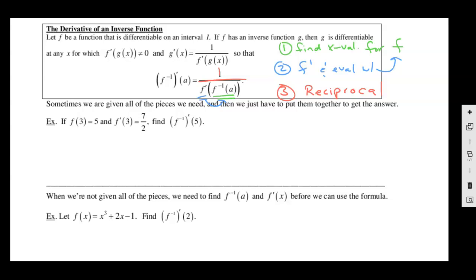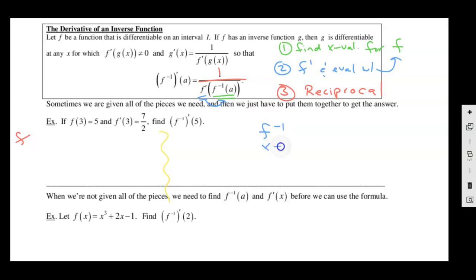A couple of examples here for us. All right, first one, it says f of 3 is 5. Then it says f prime of 3 is 7/2. And it says find f inverse prime of 5. Okay, let's think about it, right? We've got the 2 sides. I don't remember what sides I did. I think I did the original with red, and I think I did the inverse with blue. I don't really remember. But let's think about it.